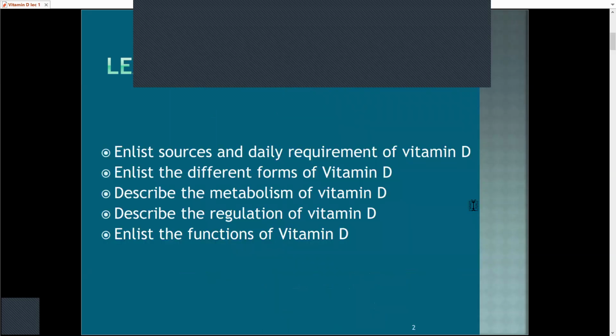This is our title slide for today, Vitamin D lecture in our fat soluble vitamin series. Let's get started with our learning objectives. By the end of this lecture, you should be able to enlist the dietary sources and daily requirement of vitamin D, enlist the different forms of vitamin D, describe the metabolism and its regulation, and enlist the functions of vitamin D. So now these objectives will guide our discussion, right?